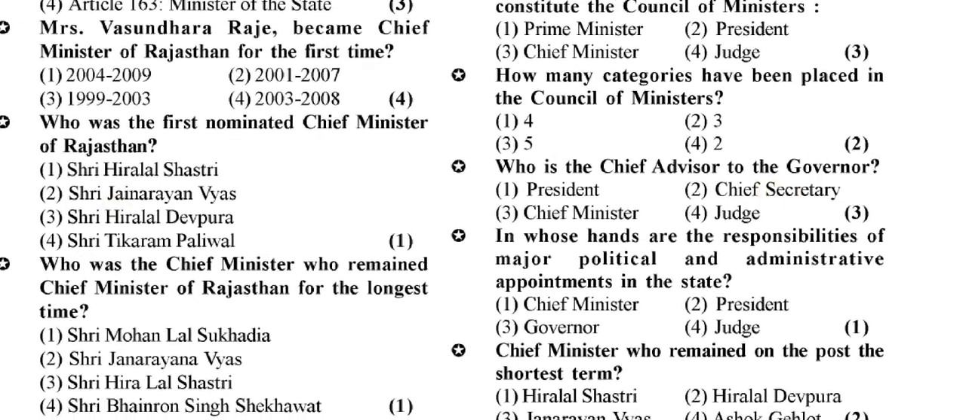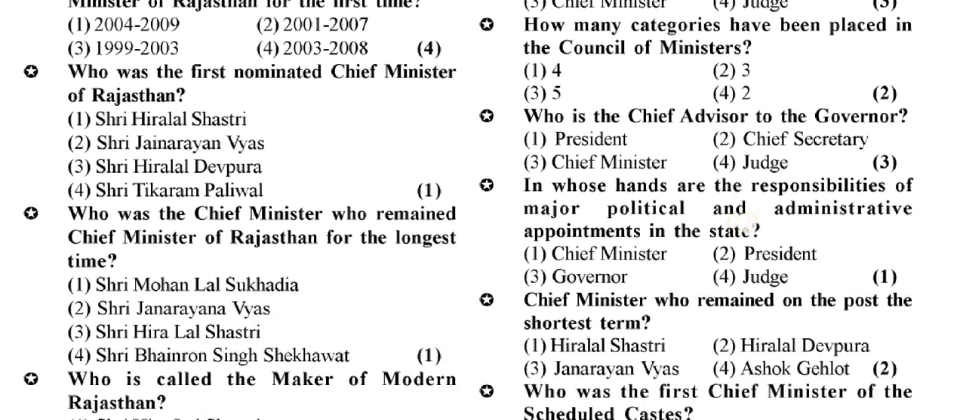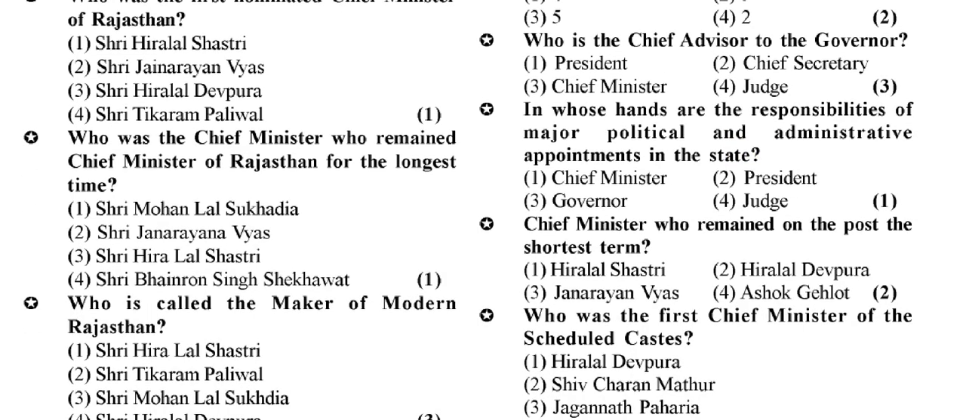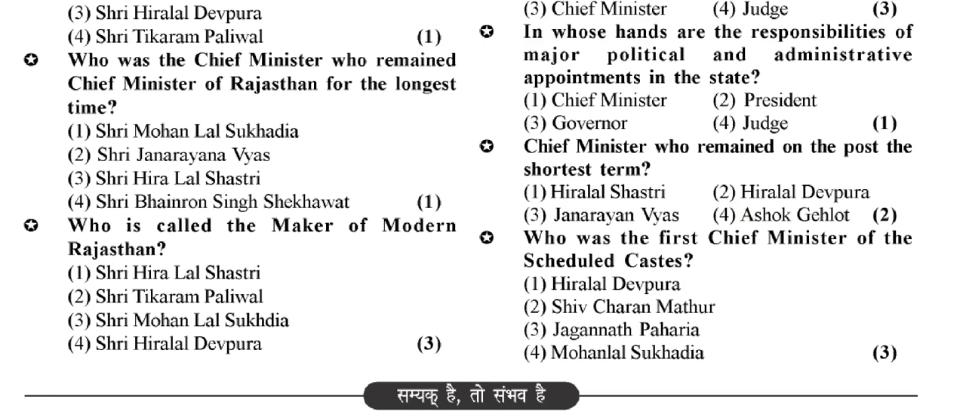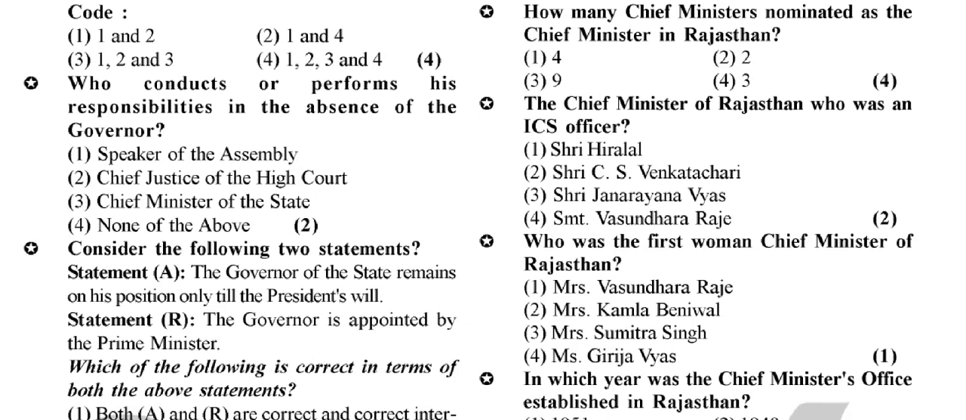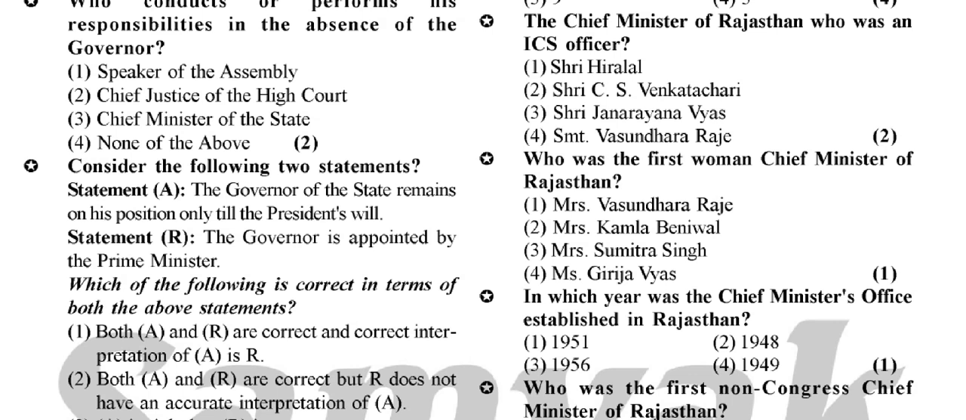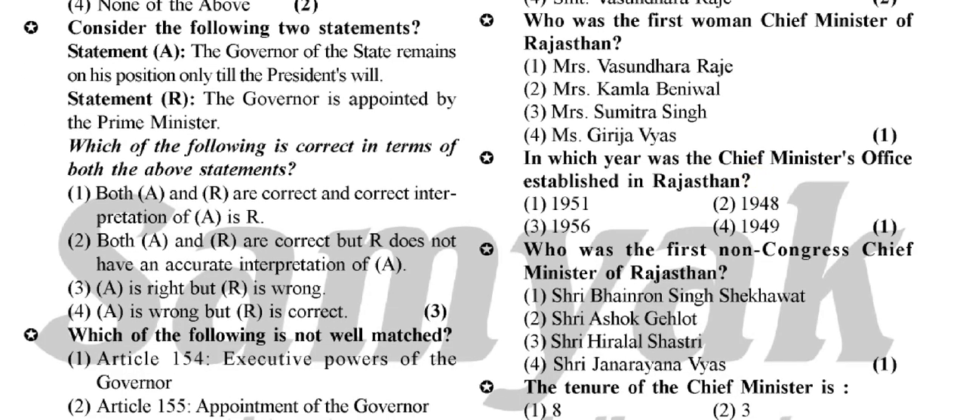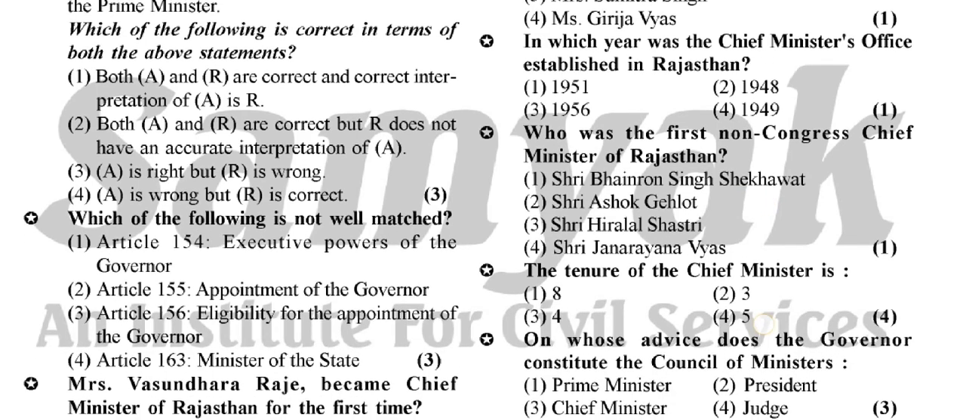Who was the first nominated Chief Minister of Rajasthan? Shri Hira Lal Shastri. Who remained Chief Minister of Rajasthan for the longest time? Mohanlal Sukhadia. Who is called the maker of modern Rajasthan? Mohanlal Sukhadia. How many Chief Ministers were nominated as Chief Minister in Rajasthan? 3. The Chief Minister of Rajasthan who was an ICS officer? C.S. Venkatachari. Who was the first woman Chief Minister of Rajasthan? Vasundhara Raje. In which year was the Chief Minister's office established in Rajasthan? 1951.